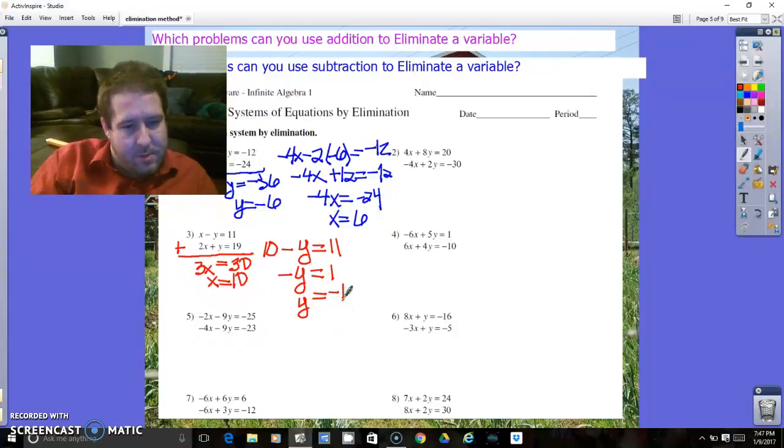Means the answer is negative 1. So (10, negative 1) is the solution. Okay, so I'd rather spend some time just talking about how to find the first variable. The second one, you can take it, plug it back into either equation and solve for it.